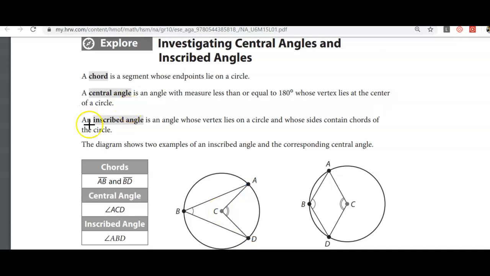An inscribed angle is an angle whose vertex lies on a circle and whose sides contain chords of the circle. So this guy right here is considered an inscribed angle. This is the angle right here. This is the inscribed angle. Central angle, inscribed angle, chords.